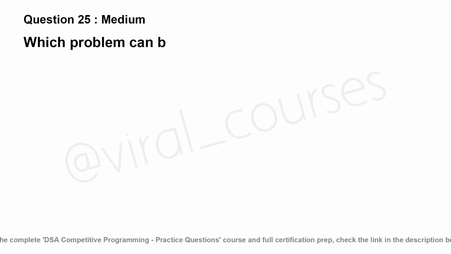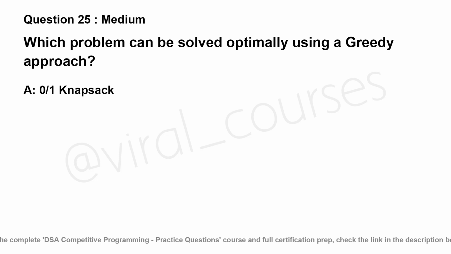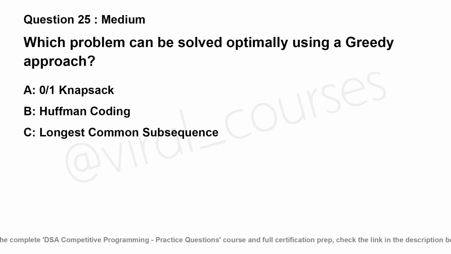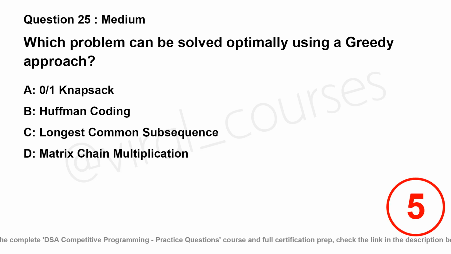Which problem can be solved optimally using a greedy approach? Option A, 0/1 knapsack. Option B, Huffman coding. Option C, longest common subsequence. Option D, matrix chain multiplication.